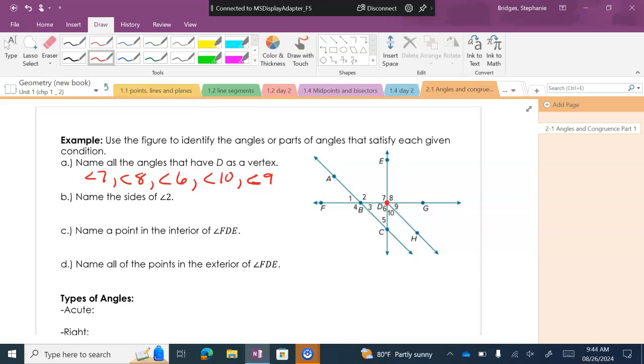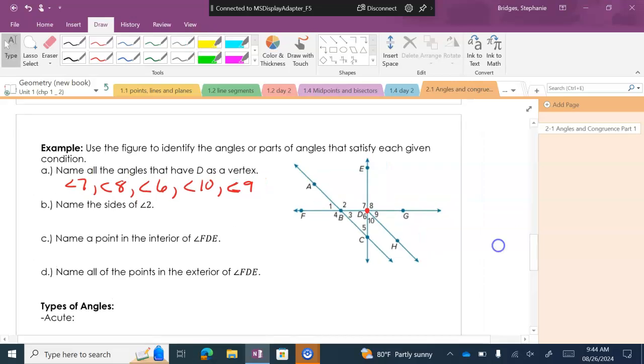Okay, let me highlight it. Might make it a little easier. Angle 2 is this angle right here. Does everybody agree with me on that? Okay. What is the endpoint? Where is the angle? Where does it come together? What letter's there? Where 2 is, what letter's next to 2?